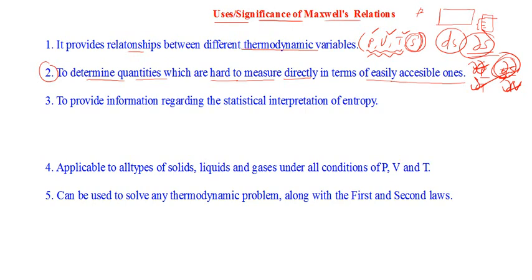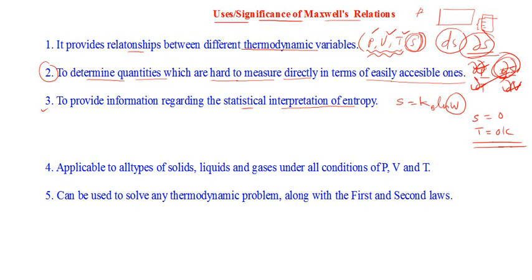Now, third point. To provide information regarding the statistical interpretation of entropy. What is the statistical interpretation of entropy? Just recall the famous Boltzmann's equation, S equal to k_B log omega, where omega represents the number of microstates accessible to the system. We will discuss more about these concepts in the next, last module that we are yet to see. But anyway, statistically we are able to measure absolute entropy, and we are able to say that the entropy of a system will be equal to 0 at absolute 0, T equal to 0 Kelvin. So S of the system tends to 0 when temperature tends to absolute 0.